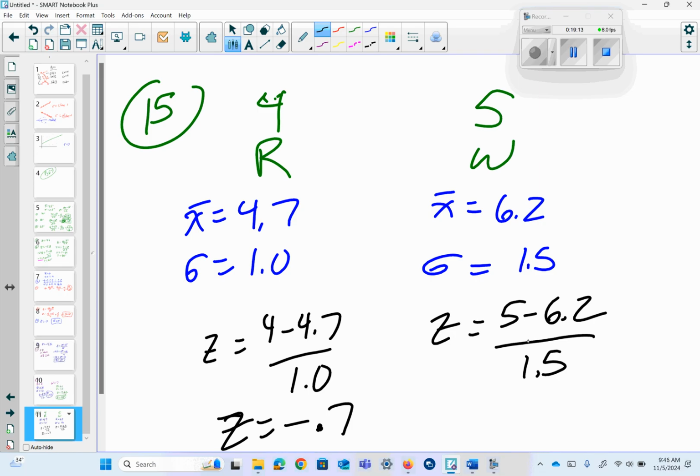I'm sorry. So 5 minus 6.2 is negative 1.2, divided by 1.5. So this guy has a Z-score of negative 0.8. So which one is further from 0? The walleye is. So the rainbow trout was bigger in the context of fish in this situation. All right, so Z-score is going to do a big comparison between lots of things.